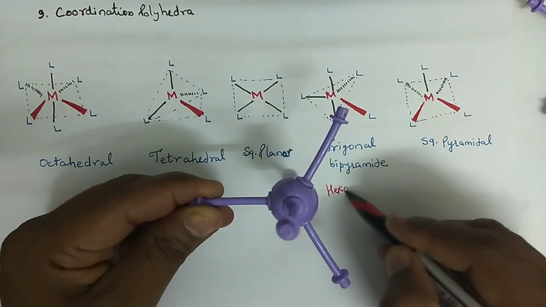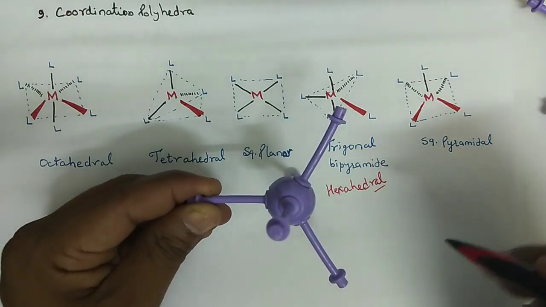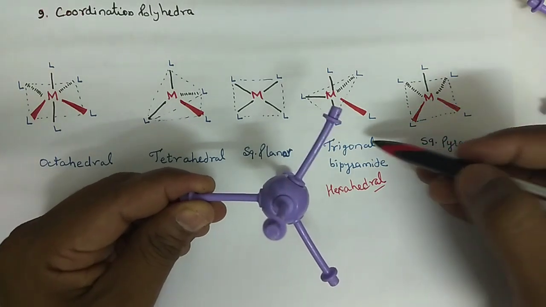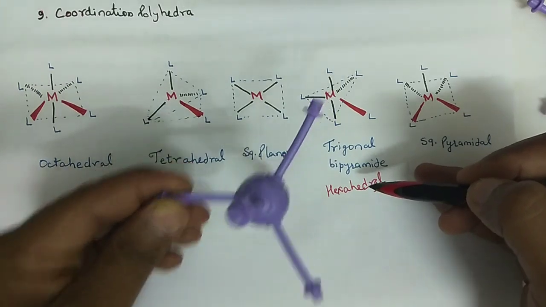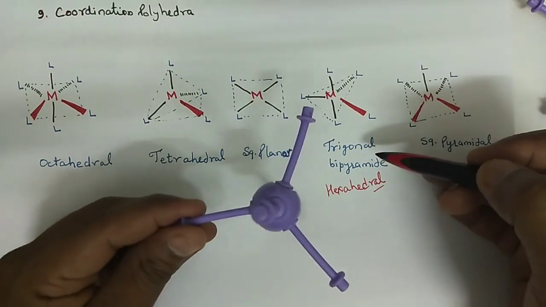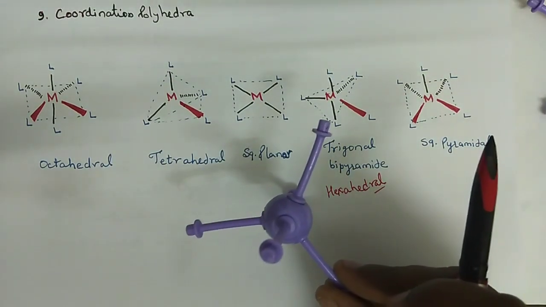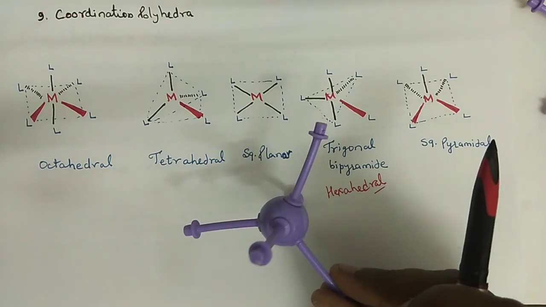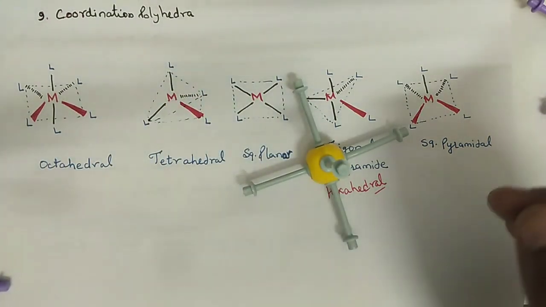I am writing it hexahedral. This name is not very famous, because this name is famous, trigonal bipyramidal, right? So keep in mind, this is trigonal bipyramidal. If you have 5 ligands, this is the most stable geometry, and there can be one more possibility of the geometry, and that possibility is this one.